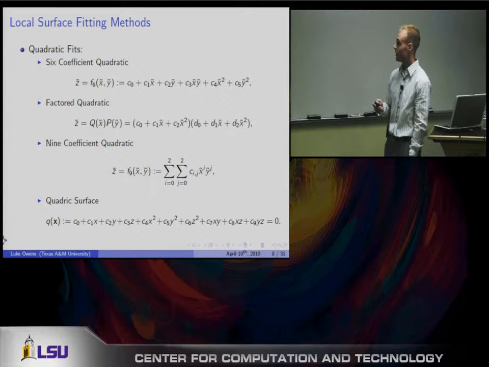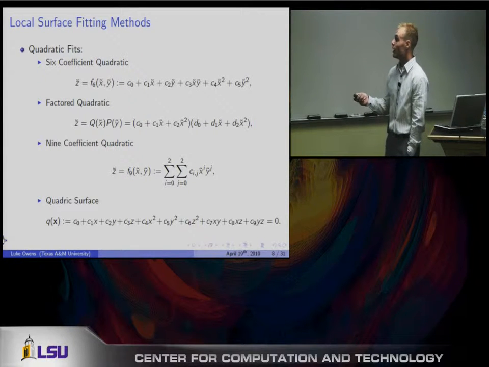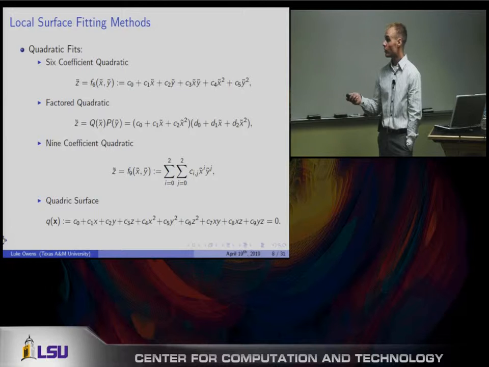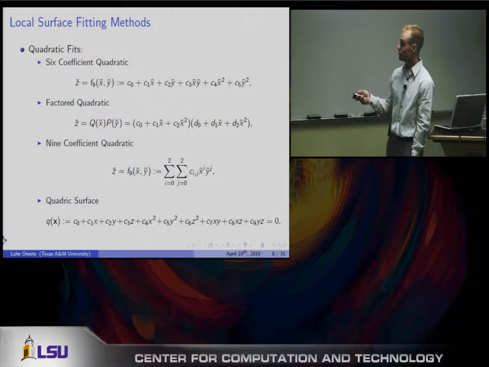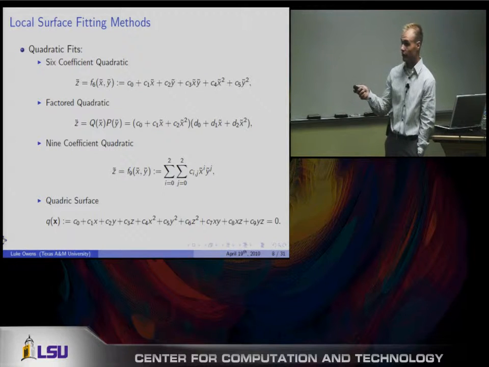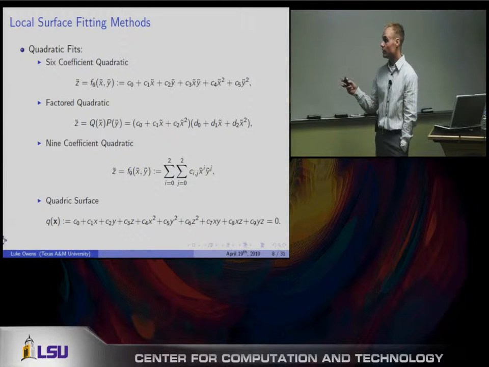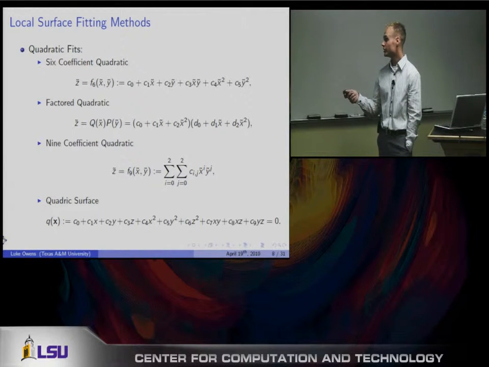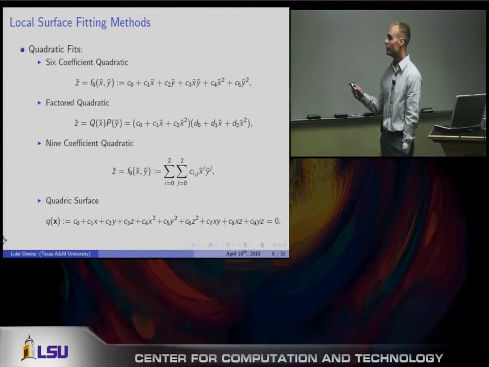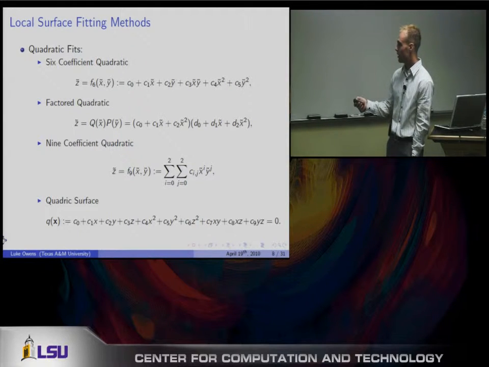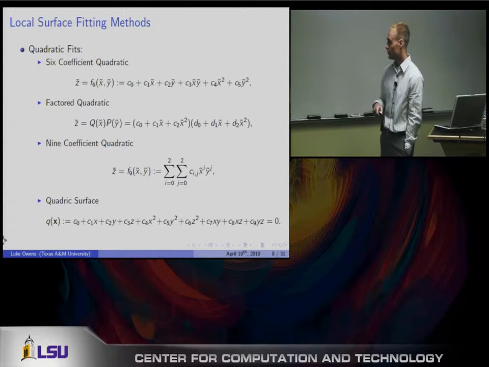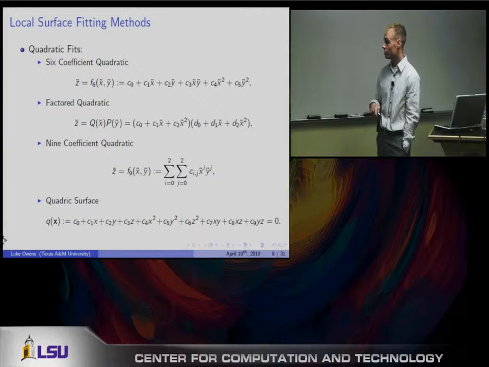Z is a function of x and y. Our factored quadratic, Z is a different kind of function of x and y. Our 9-coefficient quadratic, which is a generalization of our 6-coefficient and factored quadratics. And then the most general, our quadric surface. It is the most general, but this one contains an x squared y squared term, and this doesn't, but this is still more general. Okay, so these are our choices.